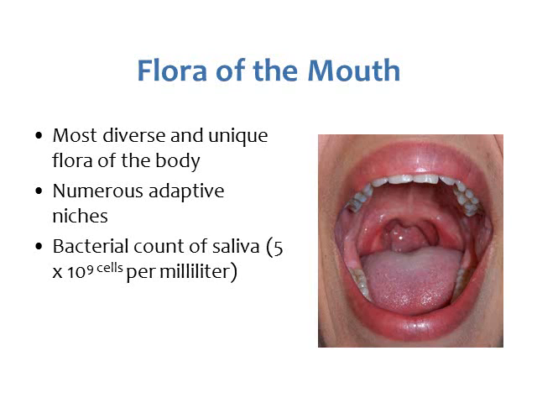If we look specifically at the mouth, it has lots and lots of bacteria and lots of diversity in the types of bacteria. So it's the most diverse and unique flora of the body. So there's lots of different places in the mouth, so on the tongue, in different areas of the teeth, on the cheeks, inside of your cheeks. So lots of different niches, so lots of different little areas where bacteria can live. If you take a milliliter of saliva, so a very, very tiny amount of saliva, there's 5 times 10 to the 9th cells in there. So tons and tons of bacteria are found in saliva.